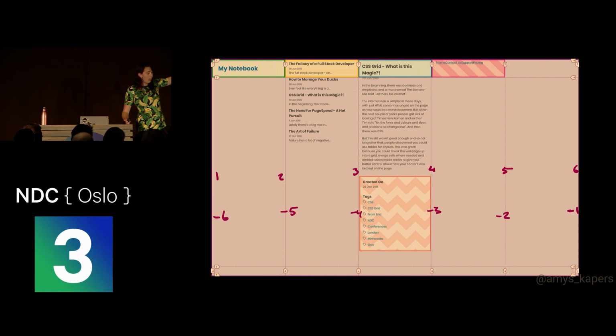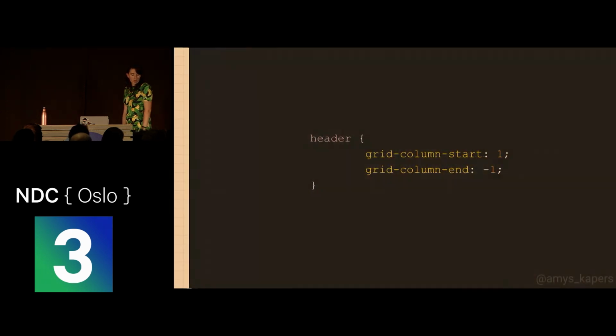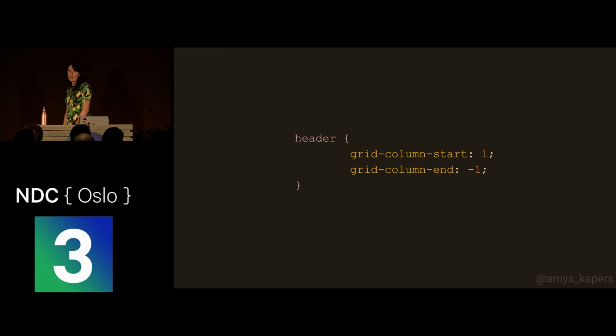So we want our header to start at 1, but we want it to go all the way across at the end. So we can say we want it to go to 6, but then if our size of the grid changes, we've got to change that. So instead, we can say we want it to go from 1 to -1, which is always going to be that end line over there. So we say grid column end -1. So 1 to -1. Start at this side, go all the way to the other side, no matter how many columns wide our grid is.